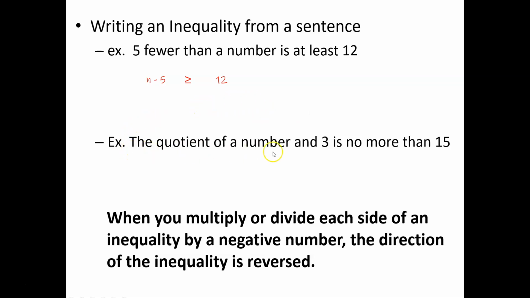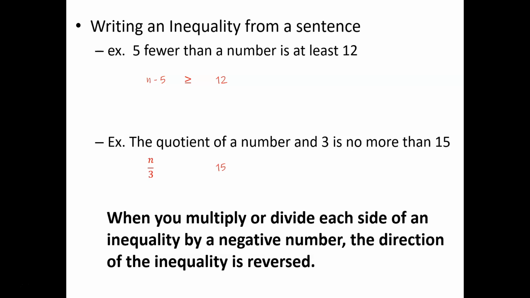The quotient of a number and 3 is no more than 15. So we have the quotient of a number and 3, and we have 15. And then we have to figure out this no more than. So let's put it into a situation that we might encounter in real life. Say you have to go pick up some milk on the way home from school. And your mother has handed you the charge card and a list of things besides milk she needs. And she tells you that you can spend no more than $15.